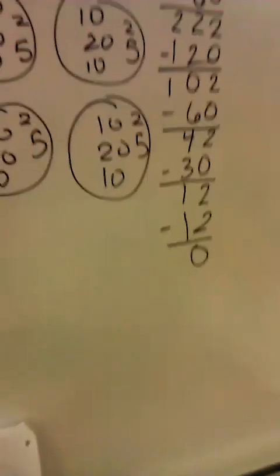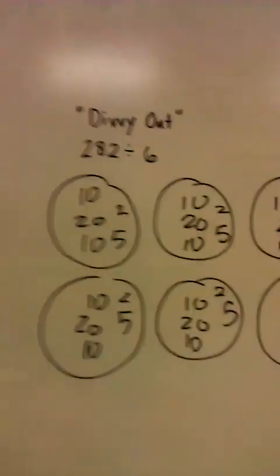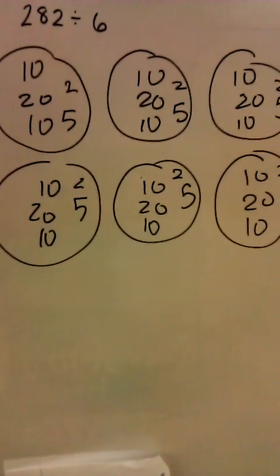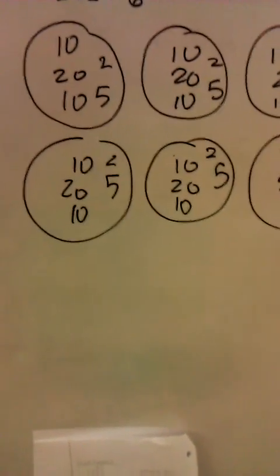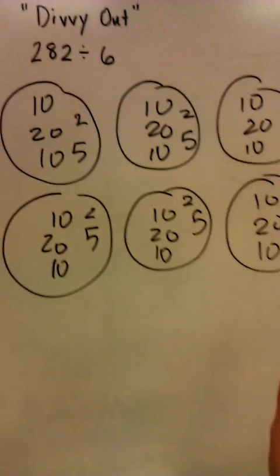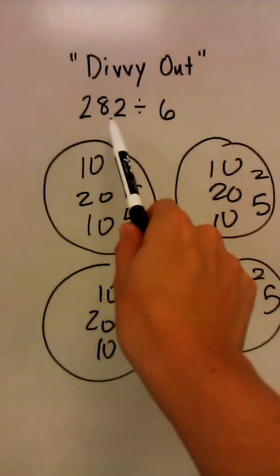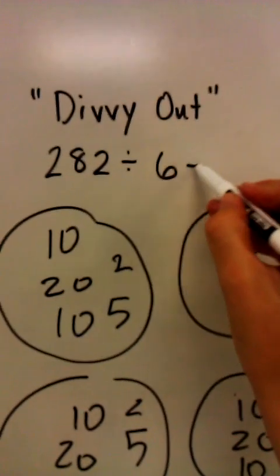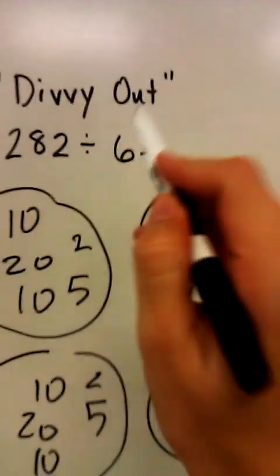Now, where's my answer? My answer is not right there. My answer is in how many I have in each group. I do not want to add up all of my circles because that would give me the 282 that I started with. I want to find out how much is in each of my 6 groups.